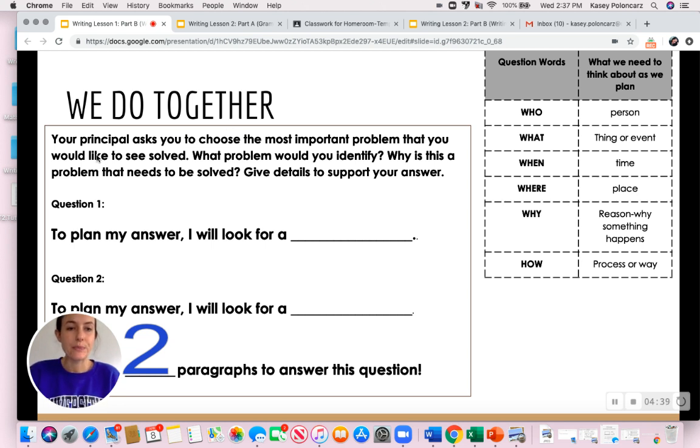We do together. Your principal asks you to choose the most important problem that you would like to be solved. What problem would you identify, and why is this a problem that needs to be solved? Give details to support your answer. So first, I need to figure out what the questions are. I want you to talk and say what you think the questions are in this statement.